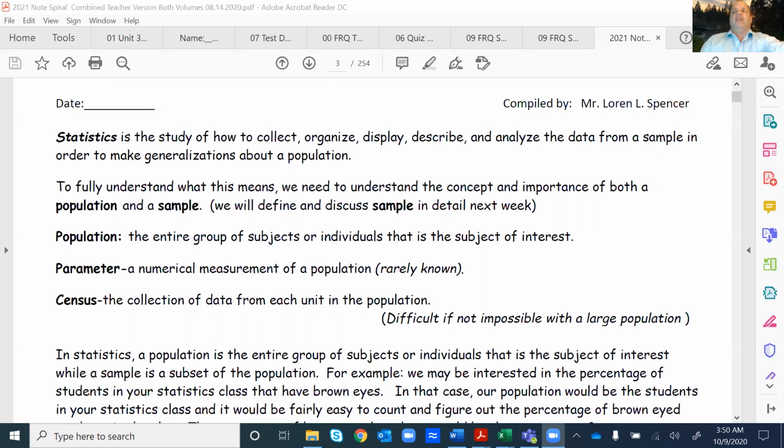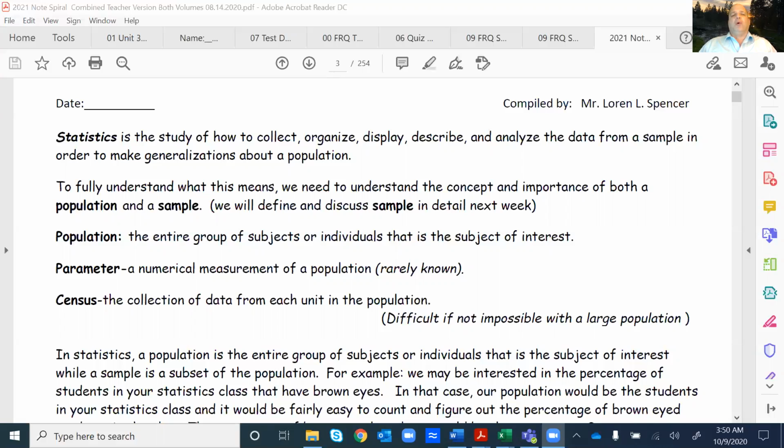Statistics is the study of how to collect, organize, display, describe, and analyze data from a sample in order to make generalizations about a population. Okay, well, we've already displayed and described data, but now we're going to learn how to collect data, which is probably the most difficult thing in all of statistics. Not in the course, in fact, it's very interesting in the course, but practically carrying it out, we find out that it's a difficult topic to do.